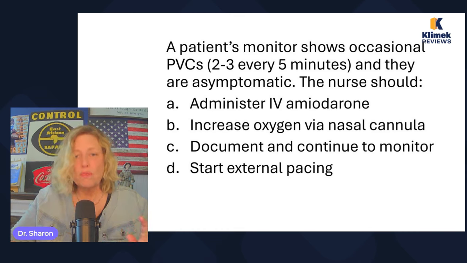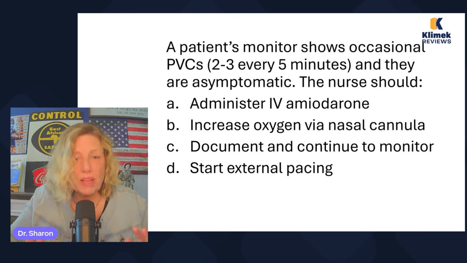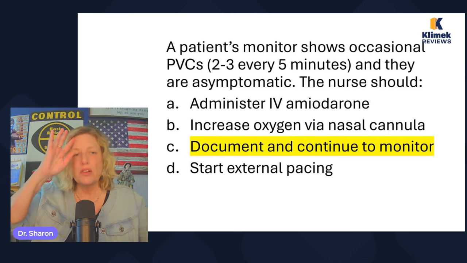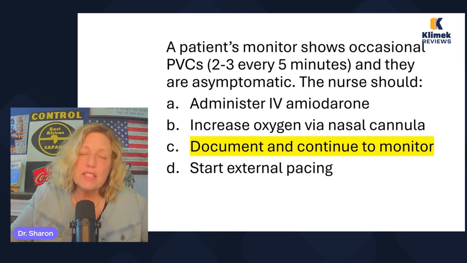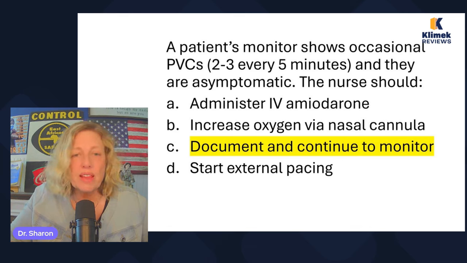So what do we do? If they gave me the option to check electrolytes, that's what I would do. But they don't give me that option. Okay, oxygen doesn't do anything. We don't need an external pacemaker. There's not enough to do IV amiodarone. So I'm going to have to document and continue to monitor. Like I said, if it said check electrolytes, I would pick that. That would be a better option than document and continue to monitor. But the right answer is the right answer because of the other answers.